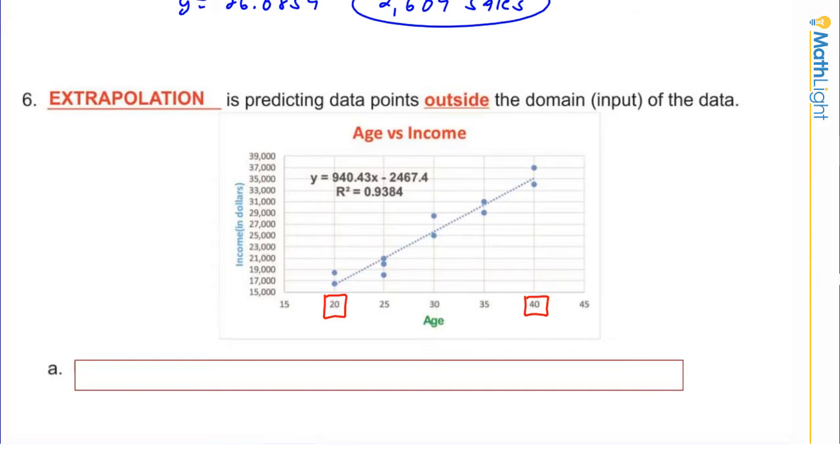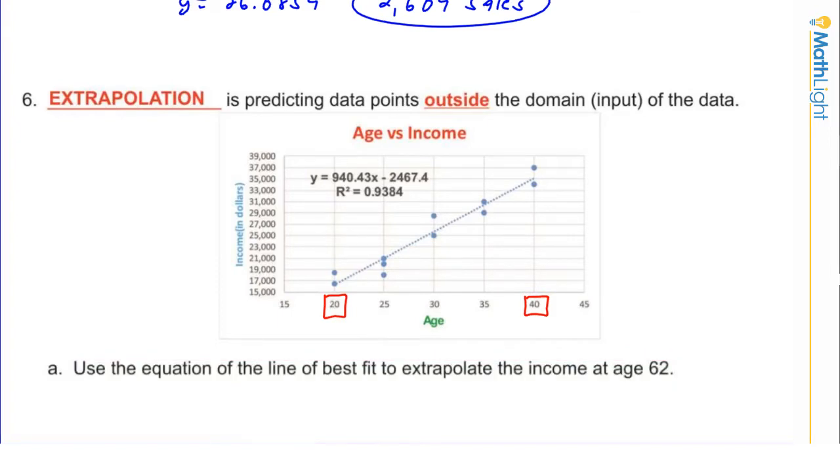Okay, so let's see if we can do a problem here. Use the equation of the line of best fit to extrapolate the income at age 62. So you see how we're definitely extrapolating? I mean, age 62. I mean, that's like out here, 45, I don't know, 50, 55, 60, right? You're somewhere out here. So we've got to go up here, and this line has to keep going, and we got to hit, and then we got to read the other scale.